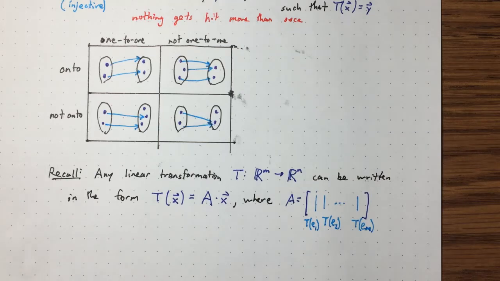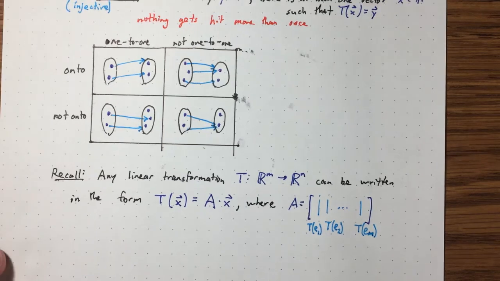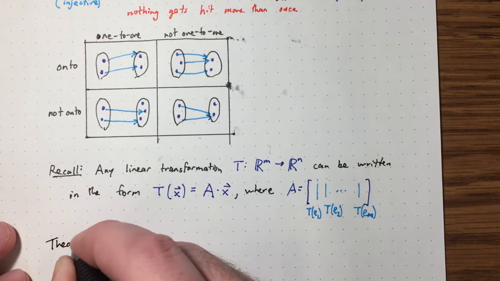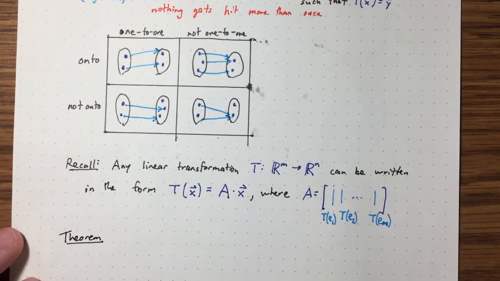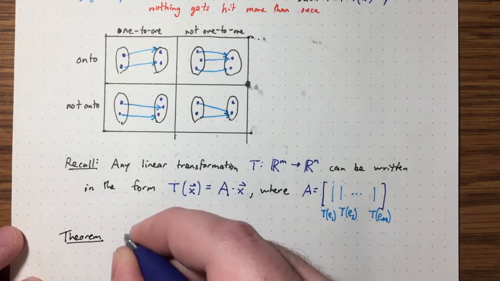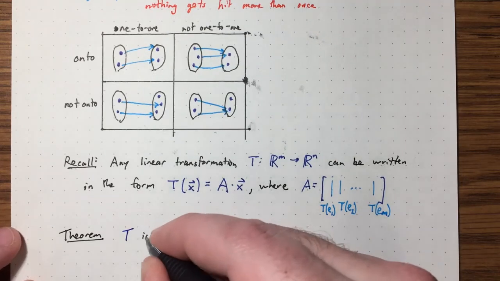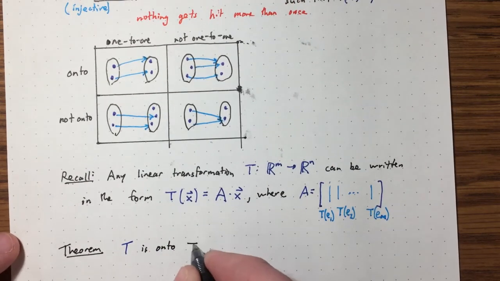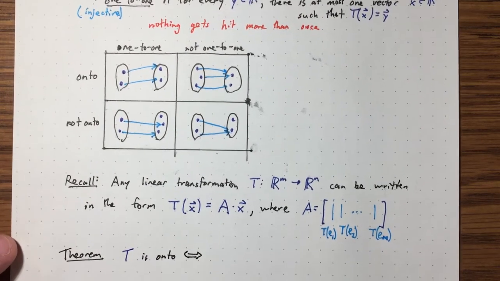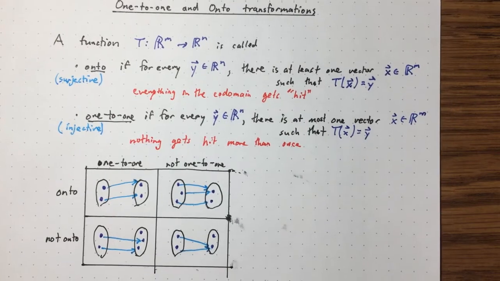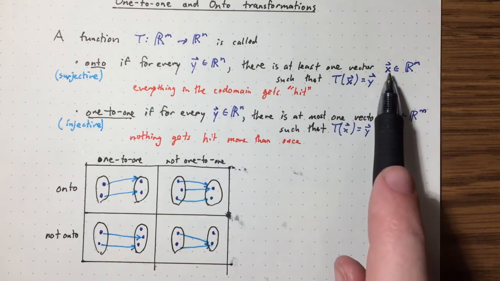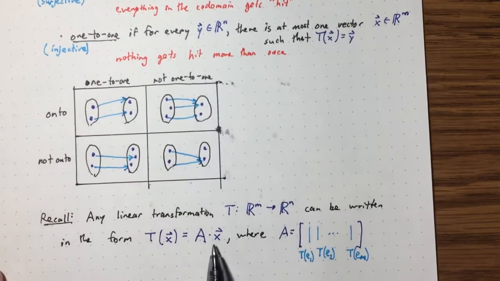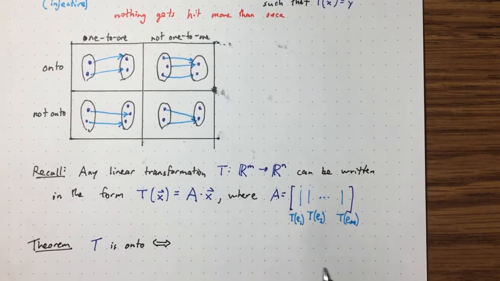Okay, what can we say now? Let's call this a theorem, actually. How can we tell when a linear transformation is going to be one to one or onto? So let's start with onto. So T is onto. What does that mean? How can we rephrase that in terms of this matrix? Well, let's recall the definition of onto. It means that for every vector in the codomain, I can find at least one vector such that, in this language, A times x equals my vector in the codomain.